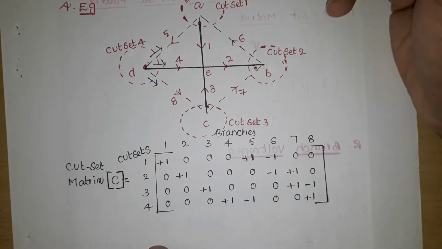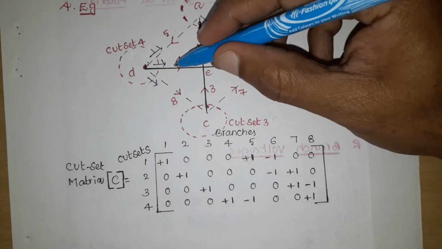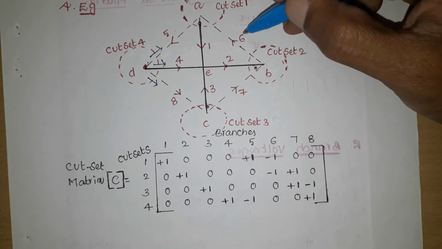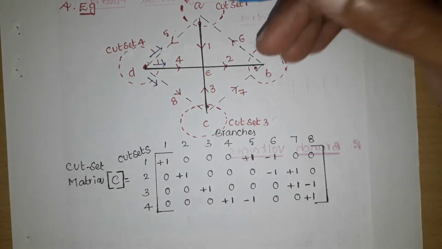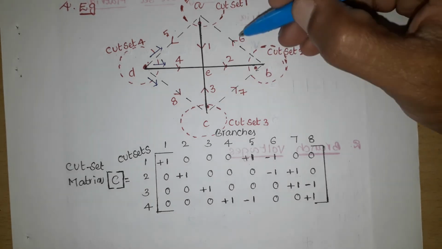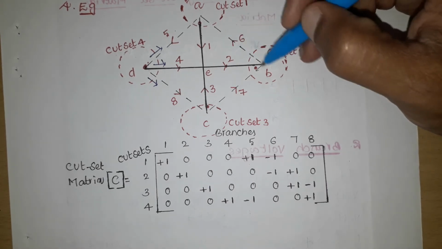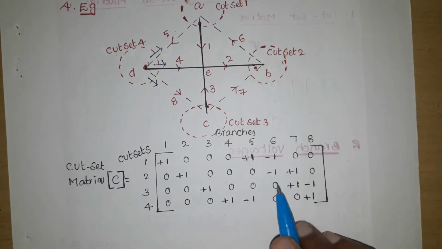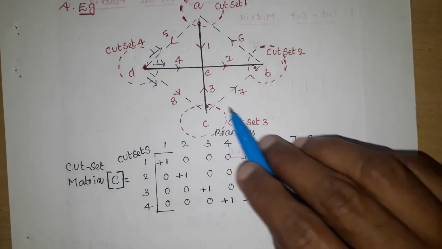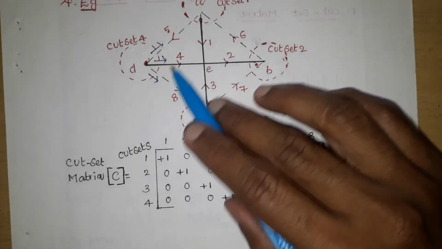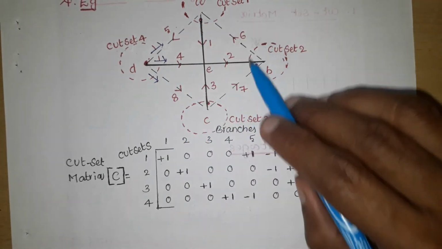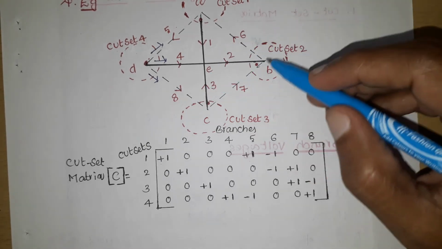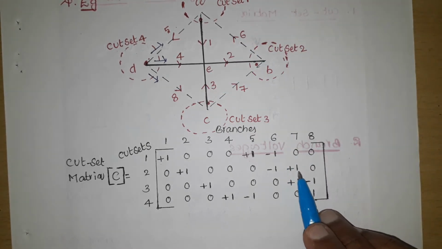Coming to the directions, if current flows from the outer circuit to this inner circuit in the 6th and 7th branch, you take a positive sign, otherwise negative. Here the current in the 6th branch is flowing from the small circuit to the outer circuit, so you have to take a negative sign. Whereas in the 7th branch, current is flowing from the outer circuit to the inner circuit, in the direction of the reference, so you have to take a positive sign.